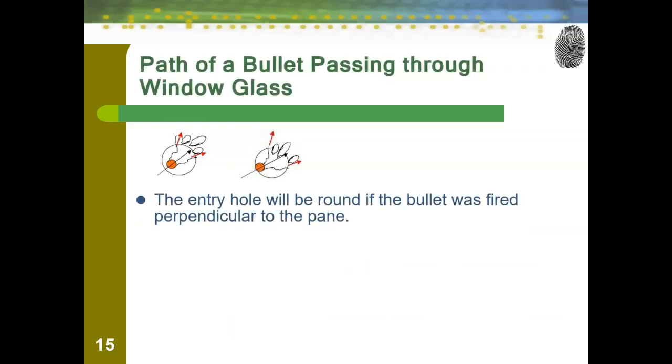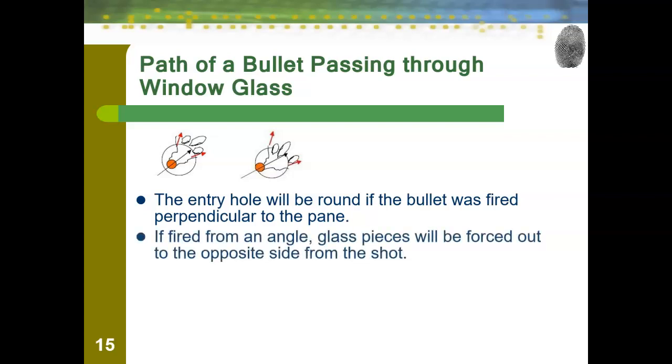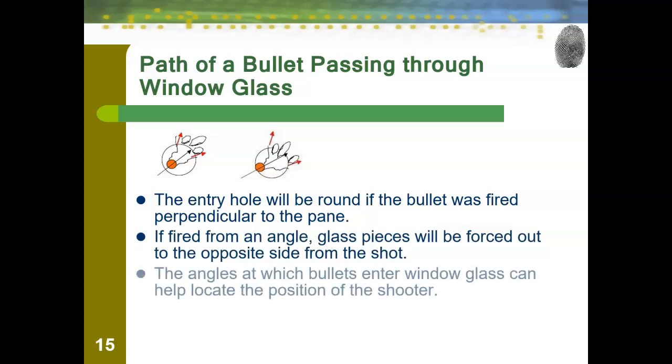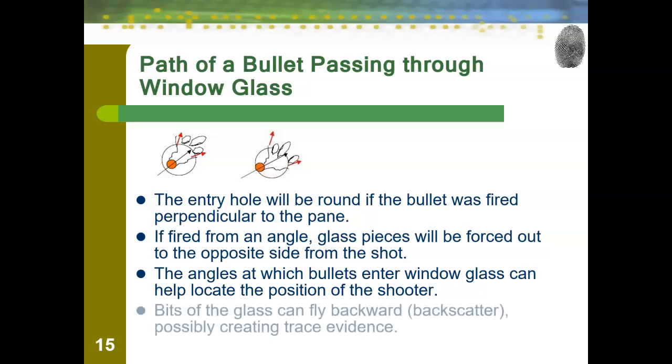Additionally, the entry hole will be rounded if the bullet was perpendicular to the pane, just like we saw in our last unit. And if it's fired from an angle, glass pieces will be forced out in that opposite side from the shot. The angle at which bullets enter window glass can help locate the potential shooter. So just like what we talked about in ballistics, I know we were typically talking about bullet wounds, but the same does apply for glass.